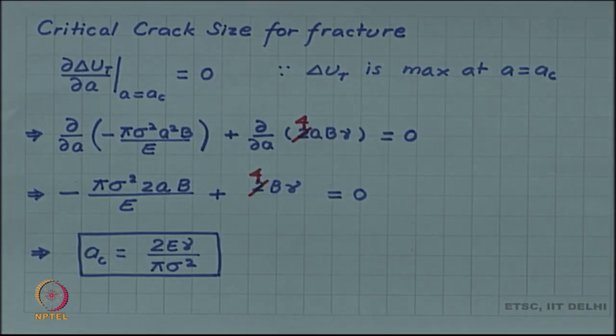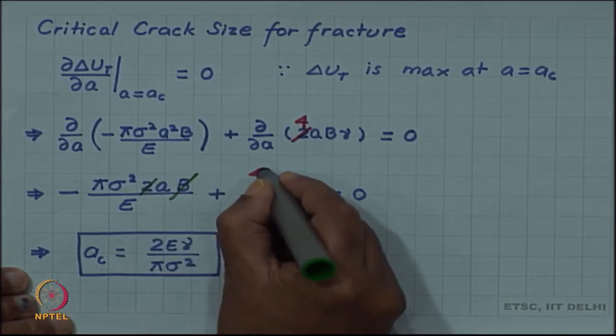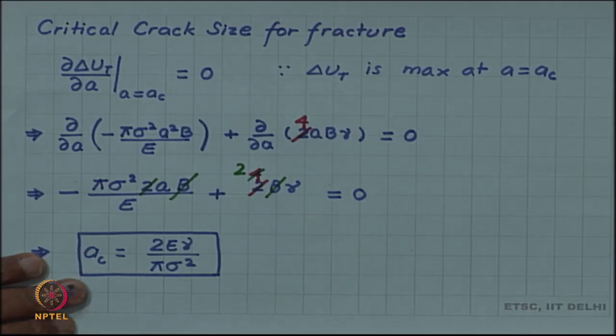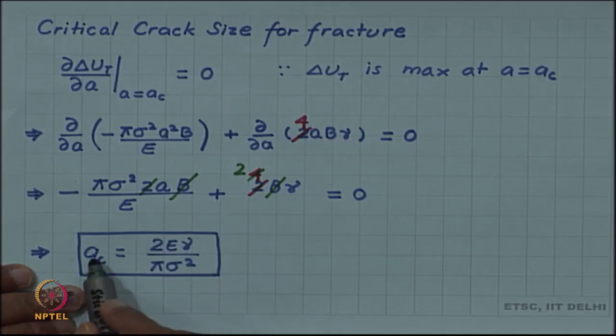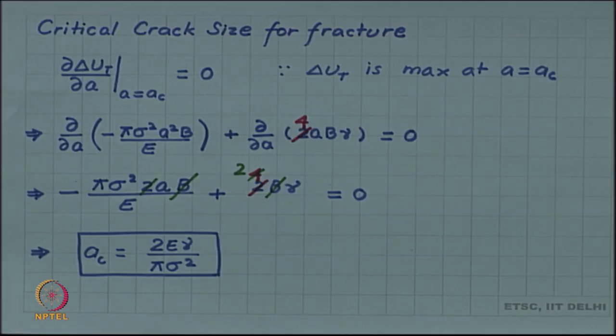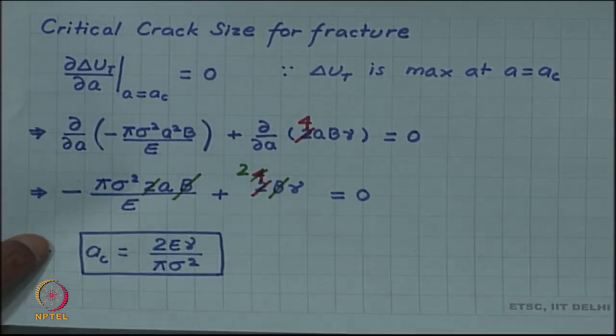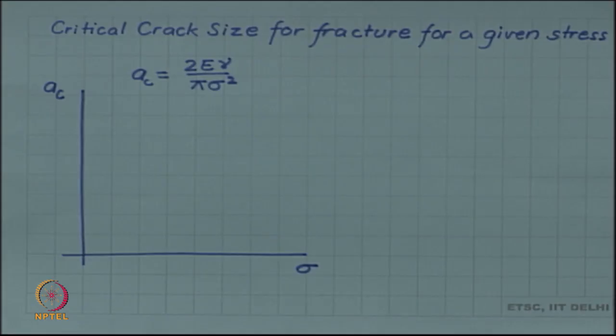So, after differentiation we get this, and if we now solve it, you can see B will cancel with B and 2 will cancel with this 2. So, you will have A c as 2 E gamma by pi sigma square. So, you have an expression for the critical crack size in terms of the properties of the material, the elastic property, the modulus and the surface energy, as well as the mechanical stress sigma which you have applied. So, we have got an expression for critical crack size, and let us see what the consequences of this expression are.